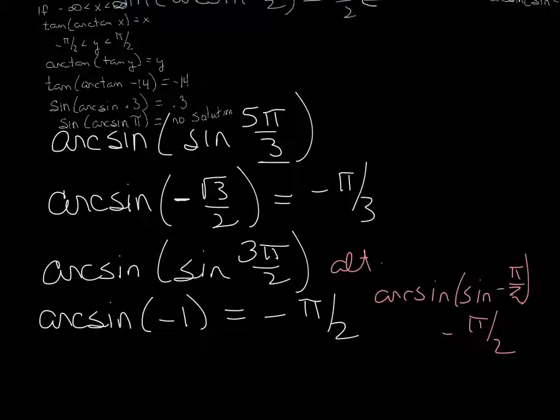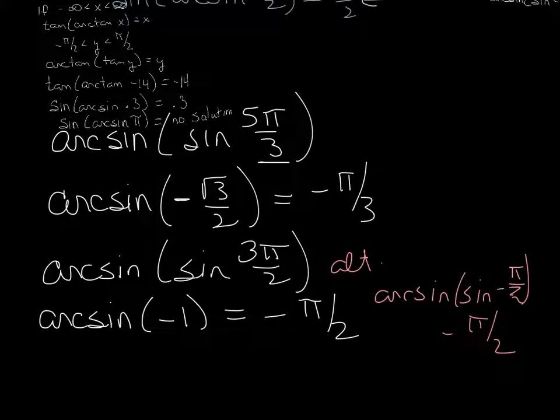Because hopefully you would recognize that 3 pi over 2 and negative pi over 2 are the same angle. Yeah, hopefully I recognize that. But if you don't, what's the sine of 3 pi over 2? It's negative 1. And the angle whose sine is negative 1, anytime we're using the inverse, we have to be between negative pi over 2 and pi over 2.